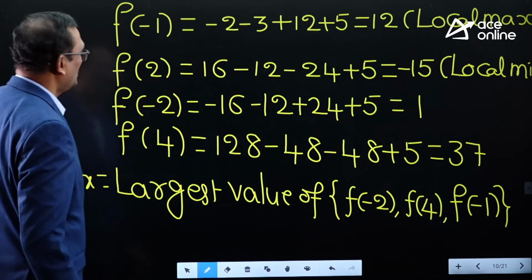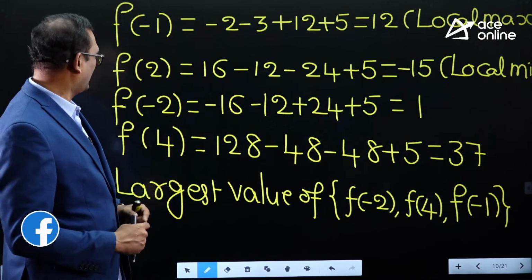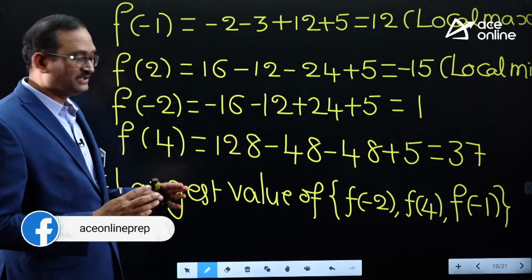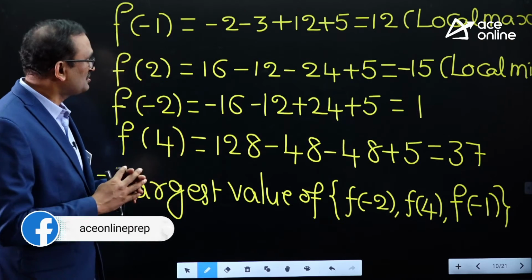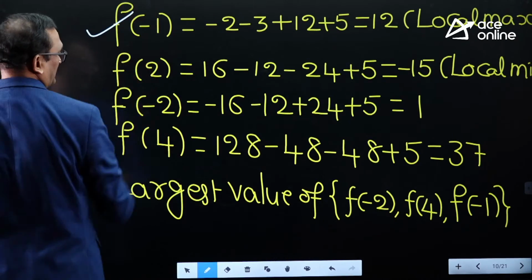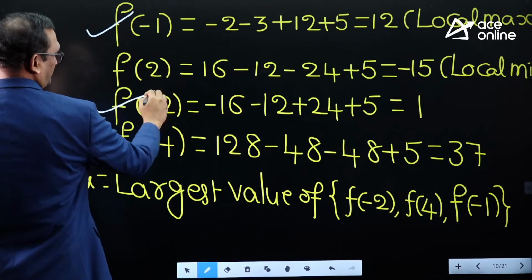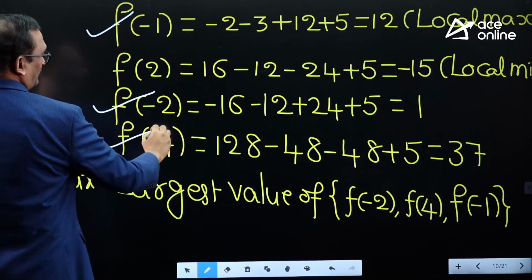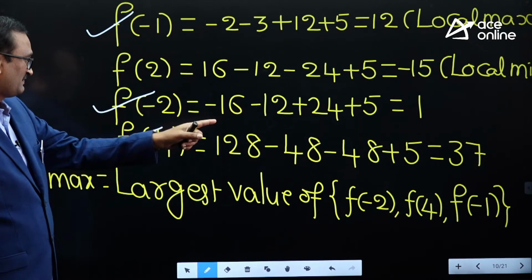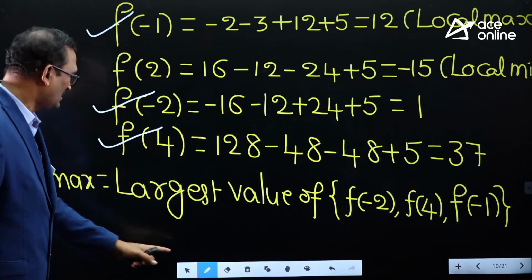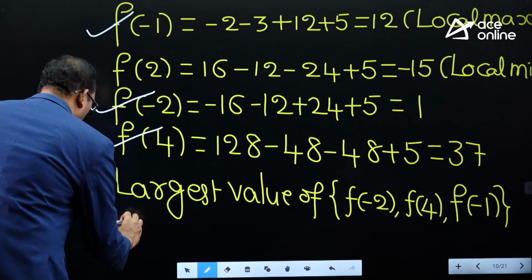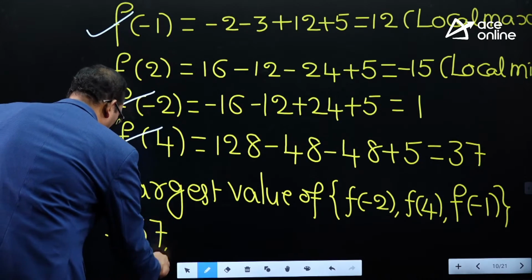f of minus 2 is 1, f of 4 is 37, f of minus 1 is 12. Among all the values, f of minus 1, f of minus 2 and f of 4, the biggest value is 37, which is f of 4. That 37 is the global maximum.